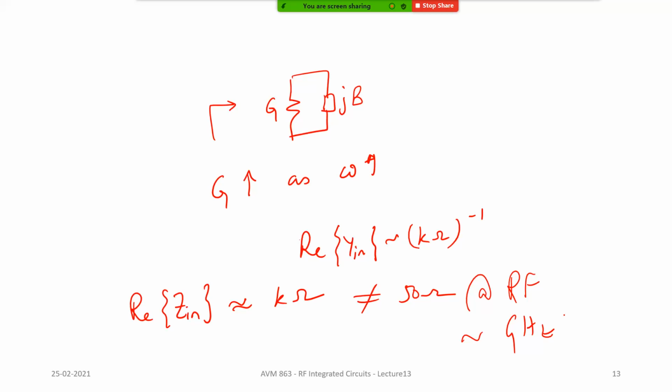So this is how it behaves. Of course, at lower frequencies, it is even higher. So typically, if you are looking at kilohertz, lower megahertz range, this real part of Zin will be in the order of mega ohms, or 10 power 8, 10 power 9 ohms kind of thing. Any other questions, doubts?